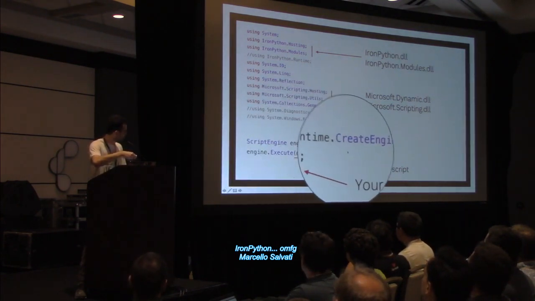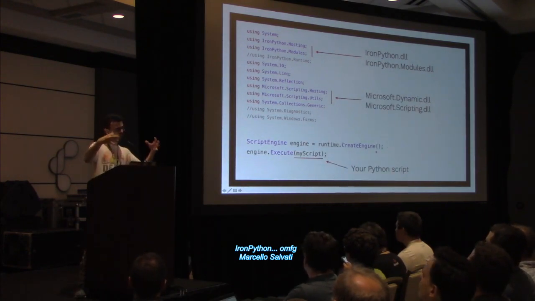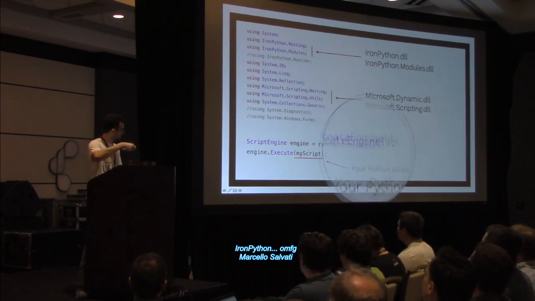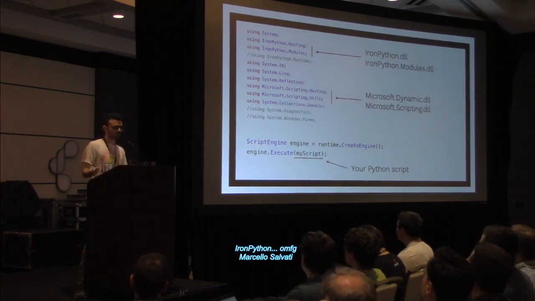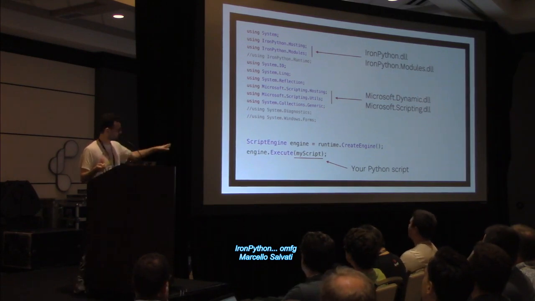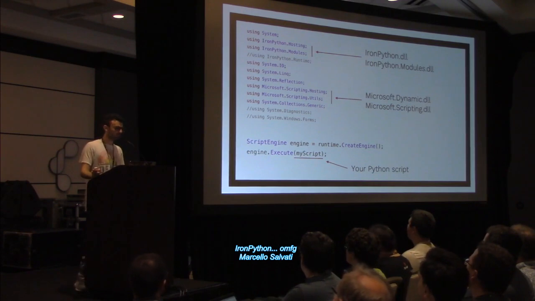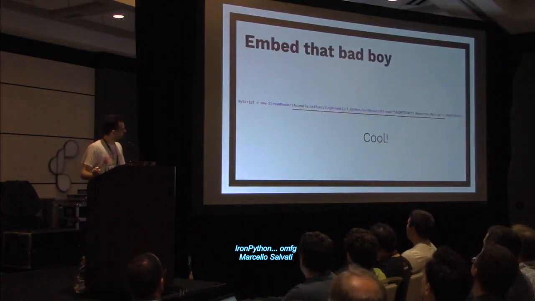Hey, look at that. Script engine, Runtime.CreateEngine, which basically embeds, like I said before, the IronPython engine within a C# binary, and then engine.Execute, and the myScript variable here is basically just the source file for your IronPython script. So you give myScript the source file, and it executes native IronPython, which is amazing.